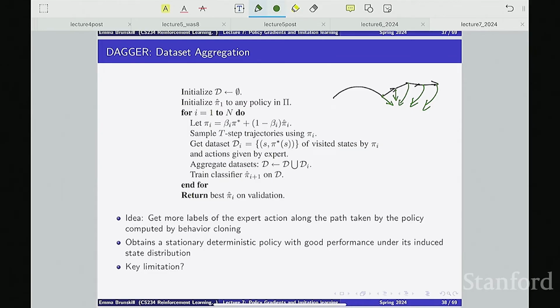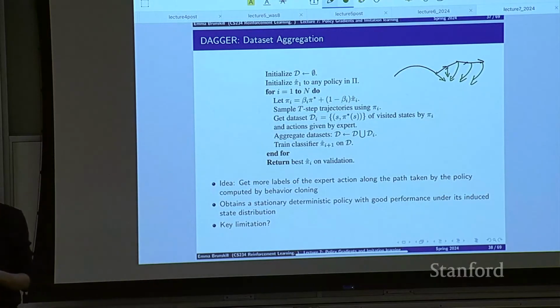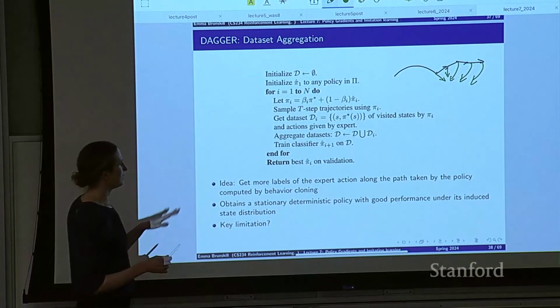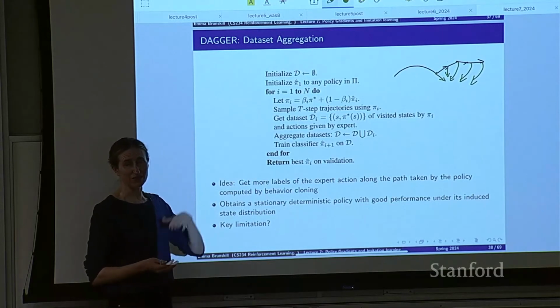So in Dagger, we do this over and over and over again, and there are some nice theoretical guarantees of what you'll converge to when you do this. And what they did is to show this for things like driving in a simulated domain, like a Mario Kart or a video game, and show that they could learn quickly how to get a very good policy that didn't suffer from these compounding errors.